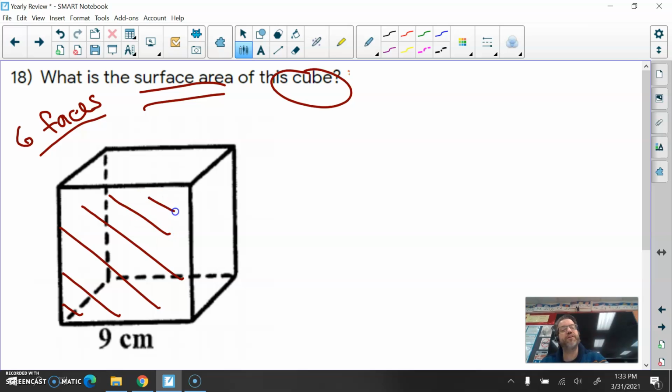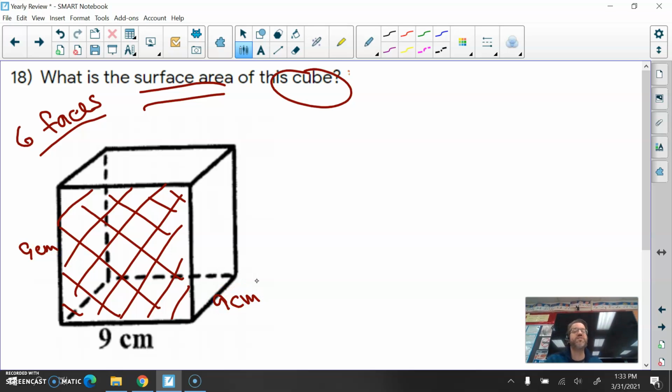I'm going to shade in the front here, the front face of this cube. All right, and it's 9 centimeters this way. It's also 9 centimeters this way. It's also 9 centimeters this way. Every dimension is 9 centimeters because it's a cube. So all of the edges are congruent. So if you want to find the surface area, find the area of one face, 9 times 9. But then once you find that value of 81 square centimeters, aren't there 6 faces on this cube? And aren't they all identical?